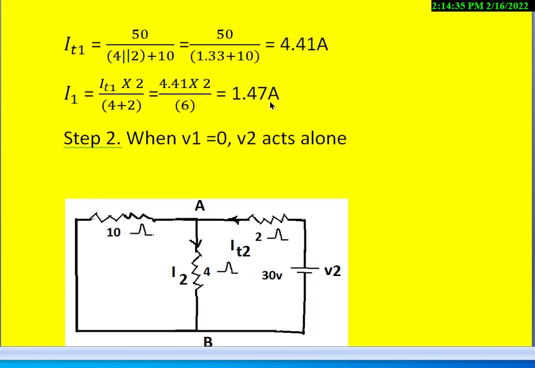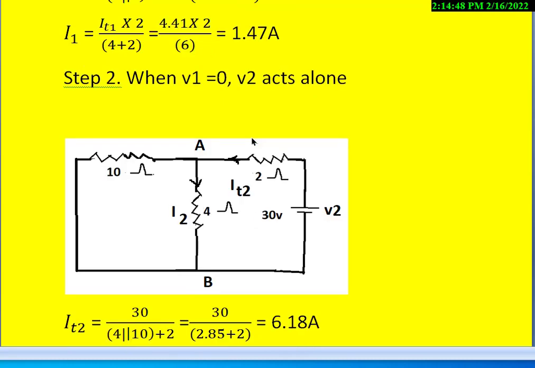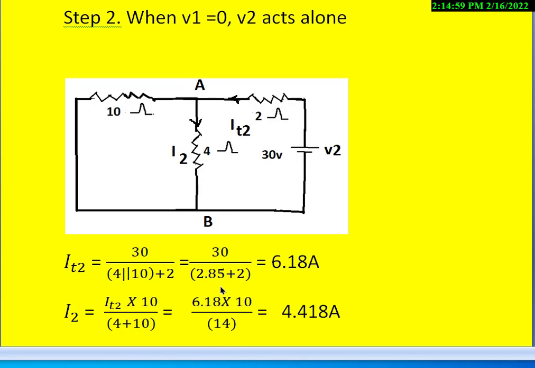Then we get 1.47 amperes. Then in the next step, make the V1 ineffective and keep the V2 present in the circuit. So once we make the V1 0, that is we short circuit like this, then V2 will be like this. These are the AB terminals.